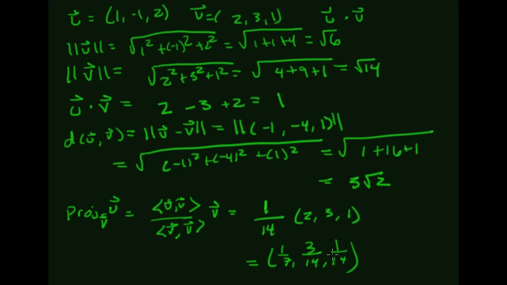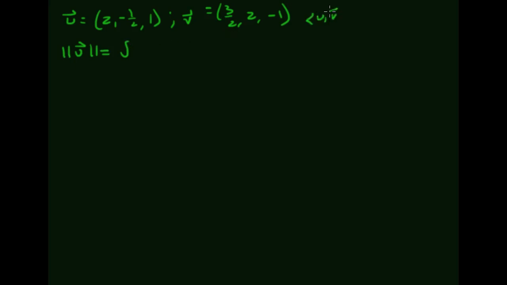All right, so let's move on to number 3. Number 3 is a verification of the triangle inequality. u here is 2, -½, 1. v here is 3/2, 2, -1. So the magnitude of u is going to be, all right, but we have this different inner product, right? So the inner product here is u1 v1 plus 2 u2 v2 plus 3 u3 v3.